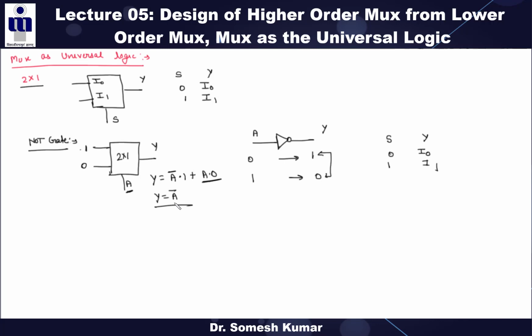So now we will discuss how the 2:1 mux behaves as the AND gate, right? So you know the truth table of the AND gate, 0 0.